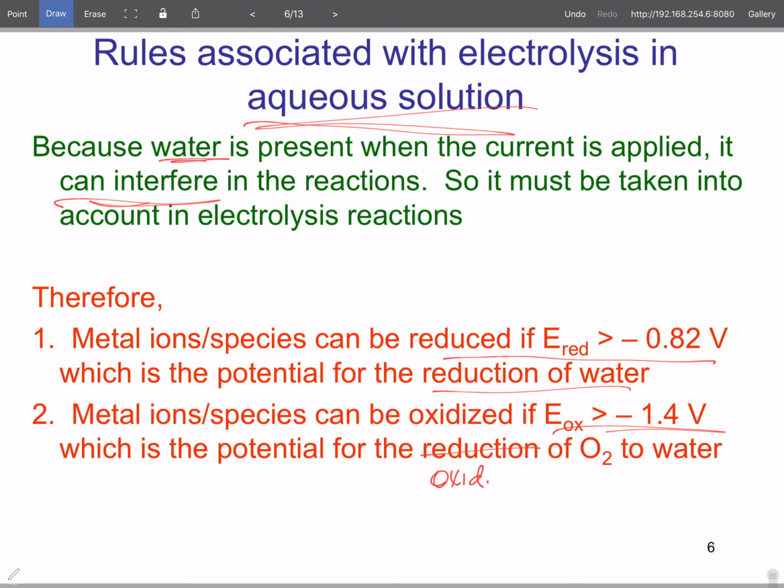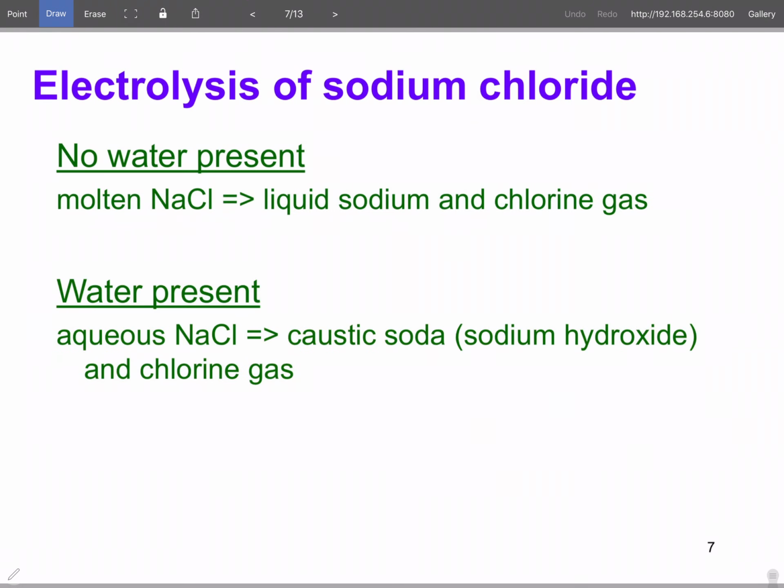Okay, so the bottom line is if you go to work in this field, you will have to worry about water. But since we're playing on paper, we get to ignore these rules, and we're going to pretend that there is no water present. But one other thing I want to say before we do that, water present gives you different products. So if you take molten sodium chloride, and that's a major conductor, if there's only sodium chloride present, you get sodium metal and chlorine gas. If there's water present, you get caustic soda, which is sodium hydroxide, and chlorine gas.